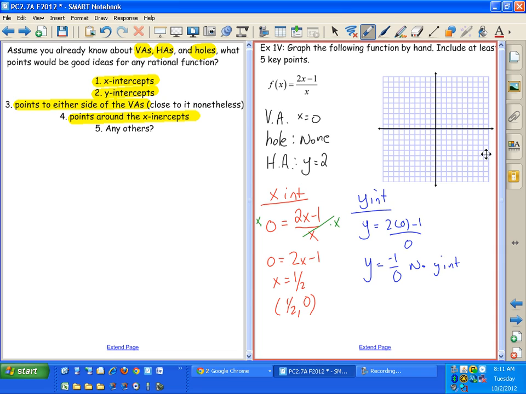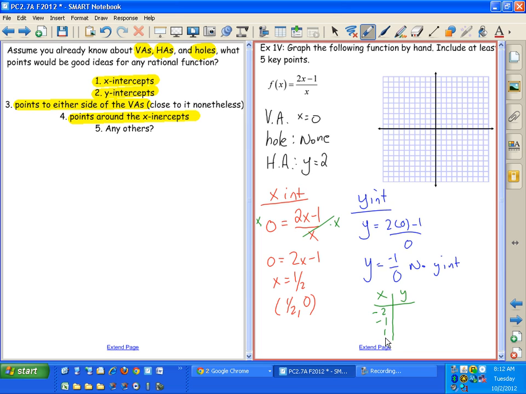So now we're going to pick points on either side of our vertical asymptote and points around our x-intercept. So let's pick points around our vertical asymptote first. Our vertical asymptote is 0. So I'm just going to pick some random points here. We'll say x and y. Let's say if we're looking at 0 as our vertical asymptote, I'm going to pick negative 2, negative 1. 0's out of the case because we already know that, 1 and 2.